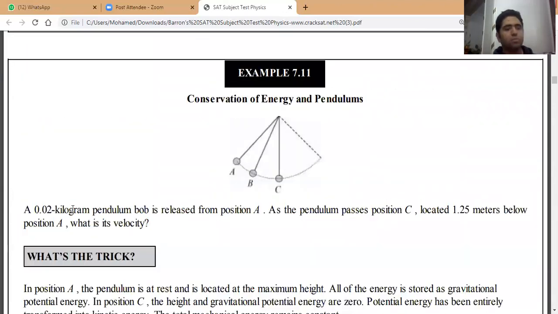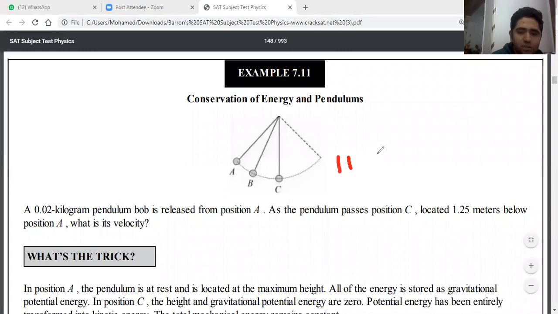So a 0.02 kilogram pendulum bob is released from position A, and as the pendulum passes position C, located 1.25 meters below position A. So let's draw the givens. So here the distance, 1.25 meters below position A. What is the velocity? We need to find the velocity at point C.